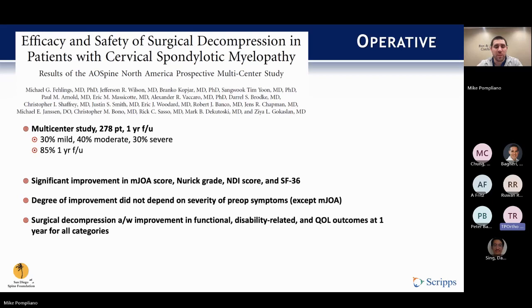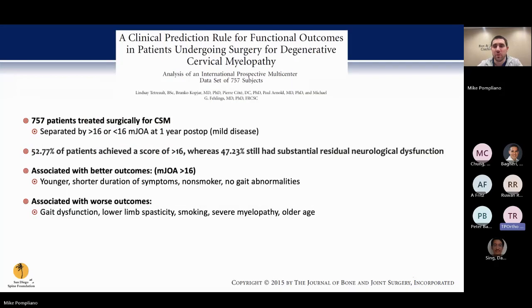The degree of improvement did not depend on severity of pre-op symptoms, except for MJOA, which you would expect as the bias. If you have a worse score pre-op, you have more room for improvement. Surgical decompression was associated with improvement in functional disability-related and quality of life outcomes at 1 year. This is important to remember, since it includes the moderate and severe patients, so more than just the mild we were initially talking about.